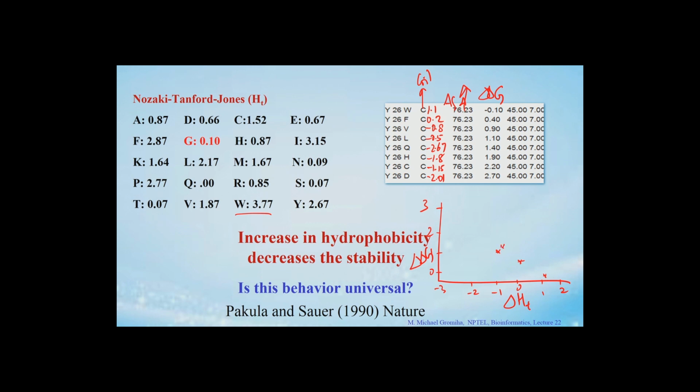This is 1 point something somewhere here. Y26Q, minus 2.67, 1.4. Y26H, minus 1.8 and 1.9. Y26C, minus 1.15, 2.2. Y26D, minus 2.01 and 2.7, somewhere here.